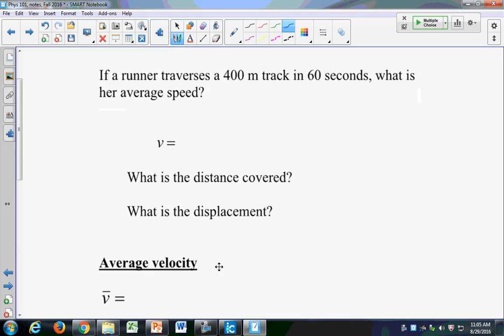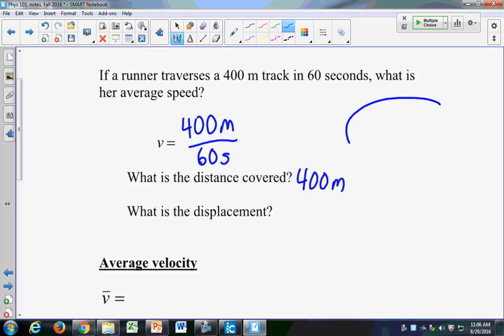So if a runner runs a 400-meter track in 60 seconds, what is her average speed? Well, how would we find that? We just say 400 divided by 60. The distance covered is 400 meters, so we'd say 400 meters divided by 60 seconds. And again, we're dealing with somebody that's running around a 400-meter track. So that is approximately equal to 7 meters per second, about 7 meters per second for a decent 400 time.